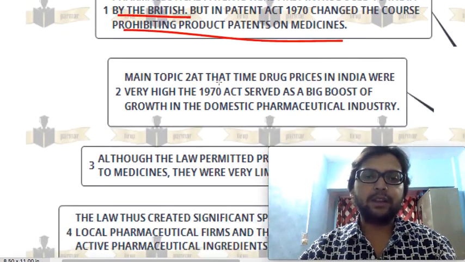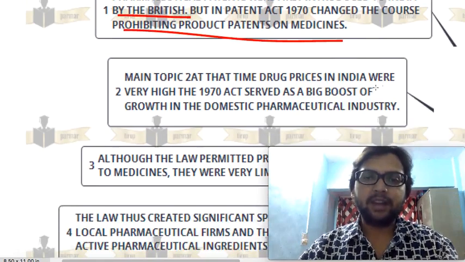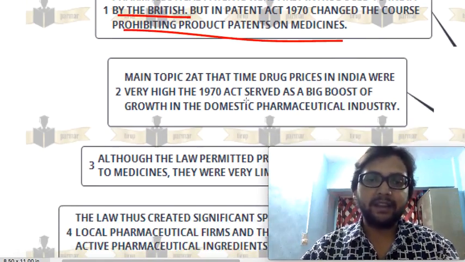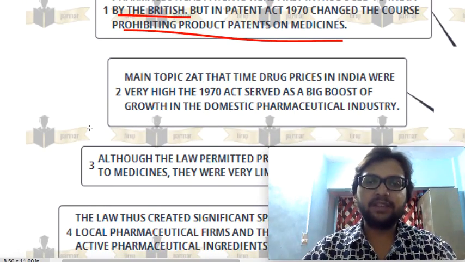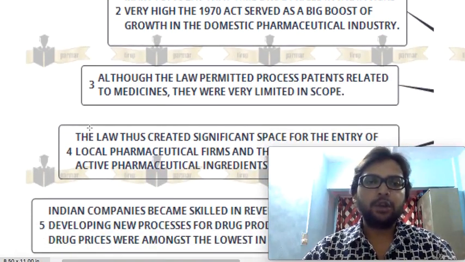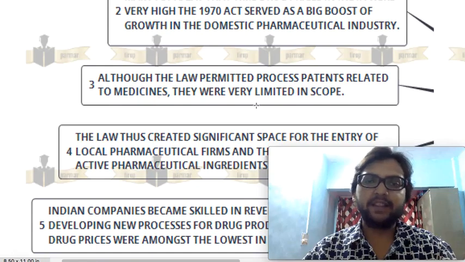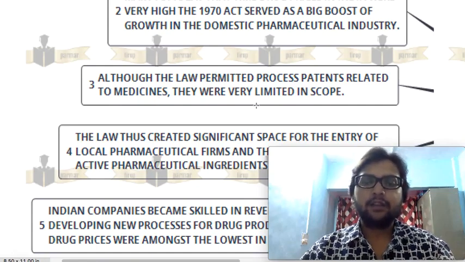Main topic, as you can see, at that time drug prices in India were very high in the year 1970. So to control those things, to save more and more people, we started following this type of policy. Although the law permitted process patents related to medicines, they were very limited in scope. As I said, very few types of medicine are basically patentable.